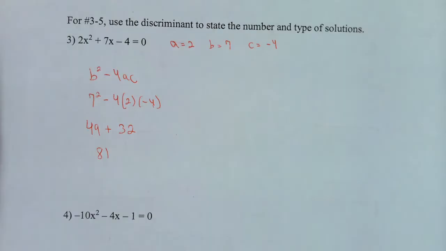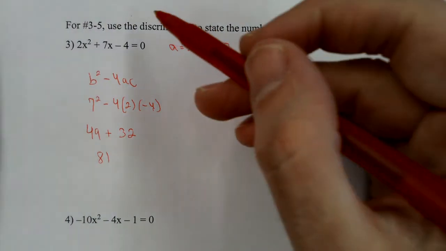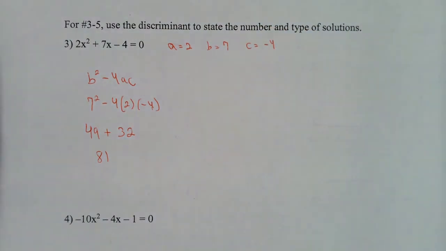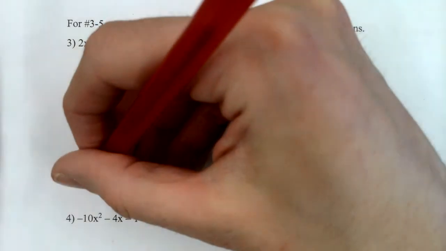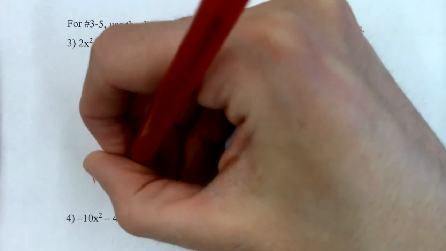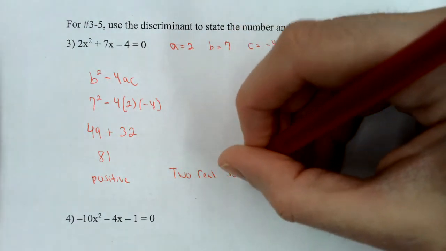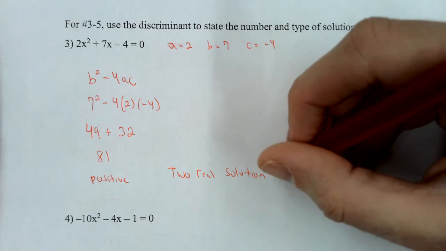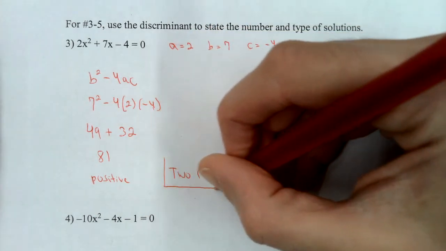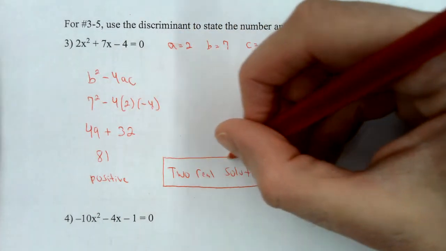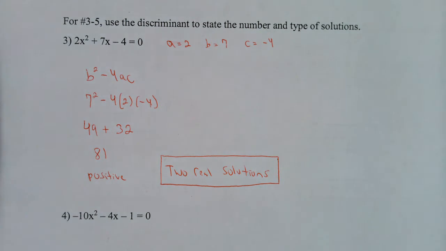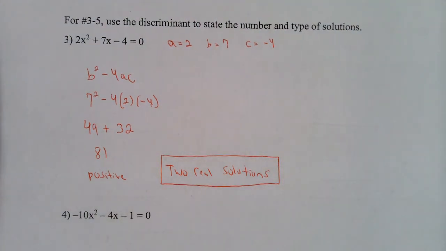Now, if I said what is the discriminant, you would say the discriminant is 81. I didn't actually ask you that. I just said state the number and type of solutions. Okay, so since it's positive, it means we have 2 real solutions, because when you do plus or minus the square root of 81, those are two real solutions. Anytime it's positive, it means there's two real solutions.